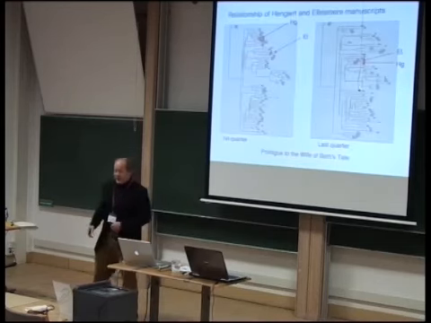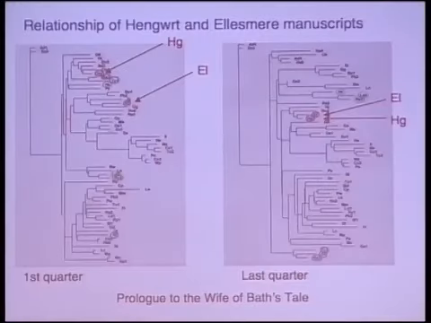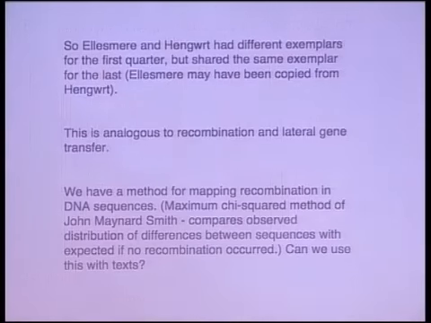Here's a tree. Again, it's a more complicated tree, but again, it's the Wife of Bath's Prologue. And the two details to look at are this one, which is the Hengwrt manuscript, and this one down here, which is the Ellesmere manuscript, which is one that Andreas was asking about. And you can see in this tree, which is constructed on the first quarter of the text, they group in a very different place from each other, whereas in this tree, they're actually very closely adjacent. So in fact, Ellesmere and Hengwrt had different exemplars for the first quarter of the text, but shared the same exemplar for the last, and indeed, Ellesmere may well have been copied from Hengwrt.